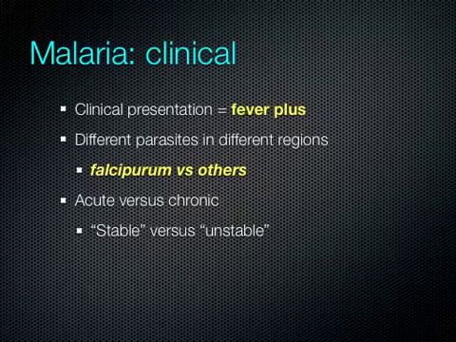And you have to know the distribution of where you're going to be because different places have different malarias. So remember, there's falciparum, then there's everything else. And the last thing is that there's acute versus chronic malaria. This is going to relate to what the transmission is like in the place.